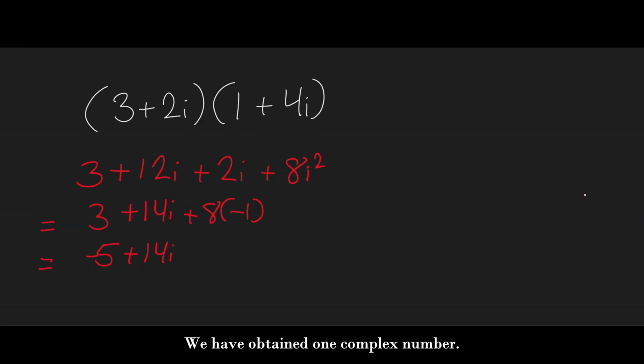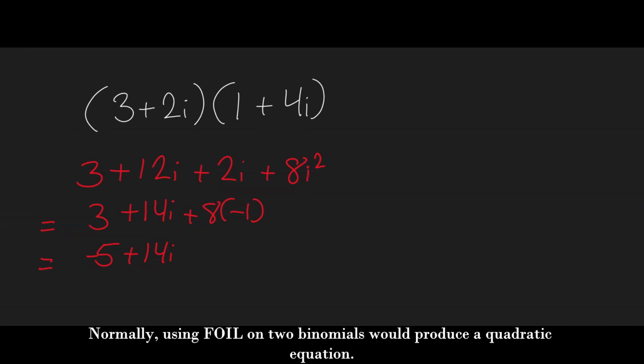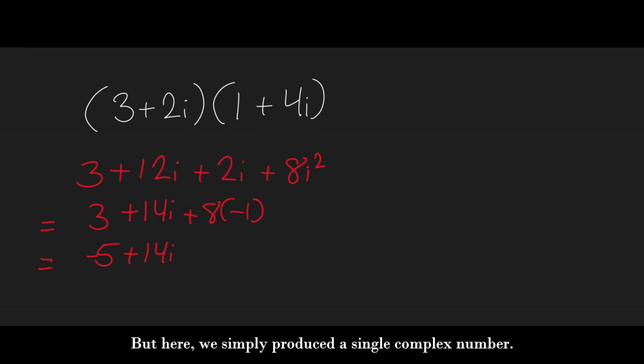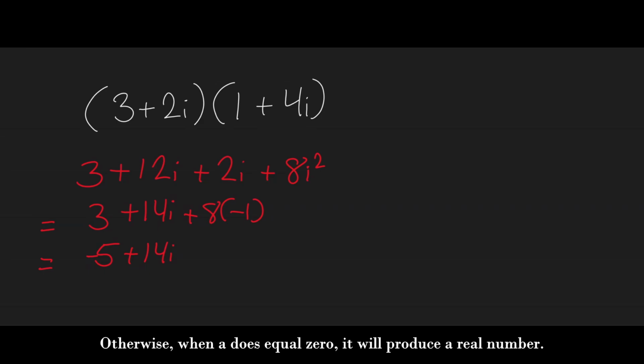We have obtained one complex number. Notice that even though we used FOIL, we didn't get what we normally would have with real numbers and variables. Normally, using FOIL on two binomials would produce a quadratic expression. But here, we simply produced a single complex number. Thus, we can safely say that multiplication of two complex numbers, when a does not equal 0, produces a single complex number. Otherwise, when a equals 0, it will produce a real number.